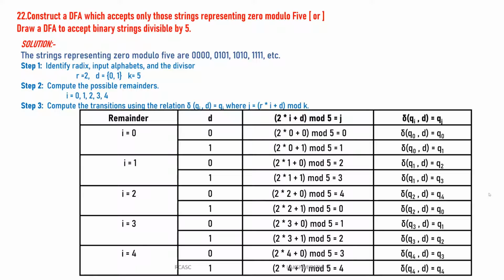Then once again Q3 and 1. 2 into 3 is 6, 6 plus 1 means 7. 7 modulo 5 is 2. Then Q3 of 1 is equal to Q2.